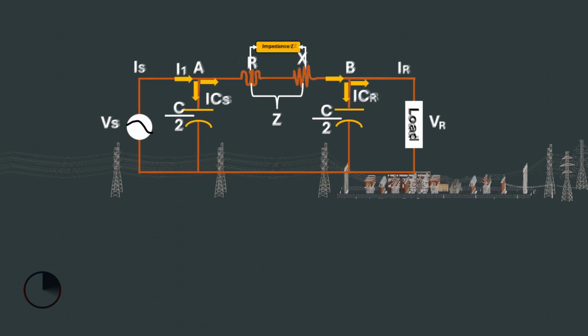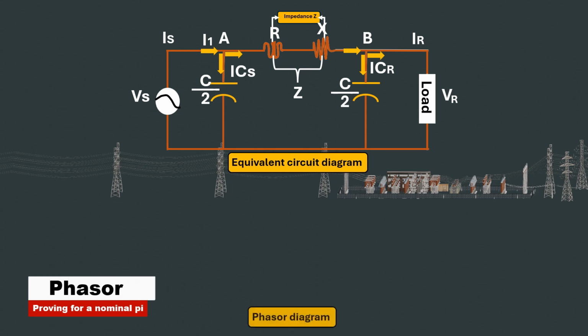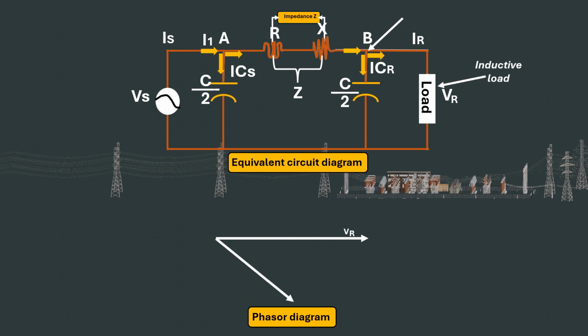Now we can easily derive the phasor diagram for a nominal Pi line using our equivalent circuit diagram. So when we make VR our reference phasor here, and because the receiving end load is usually an inductive load by nature, the receiving end current IR will lag behind the voltage and it will be drawn like this, while the current flowing through the capacitor at the receiving end, ICR, will be leading and will be drawn like this too.